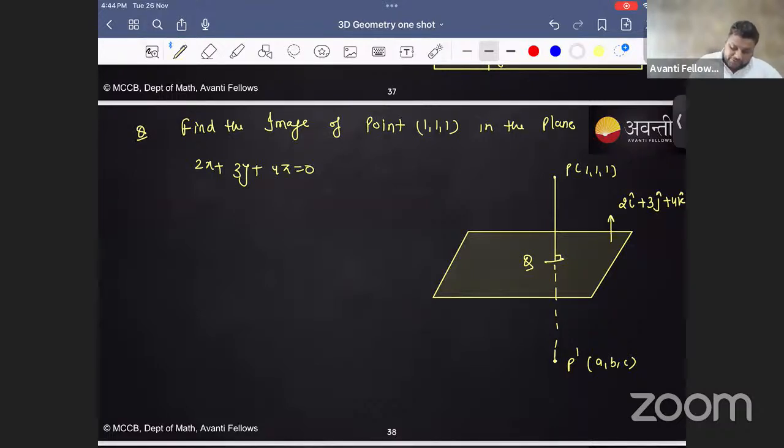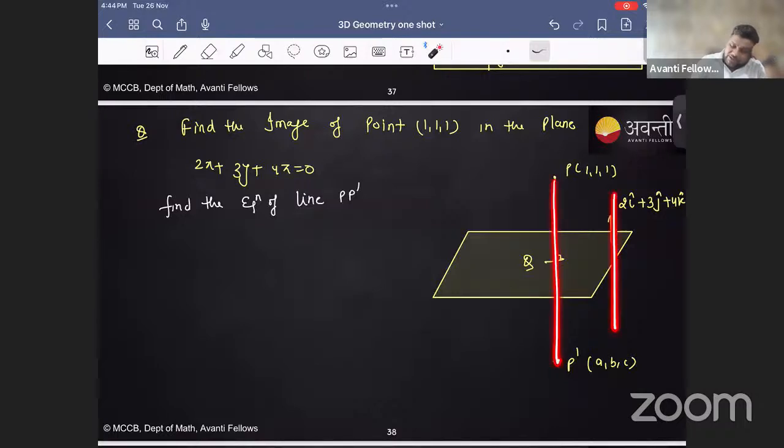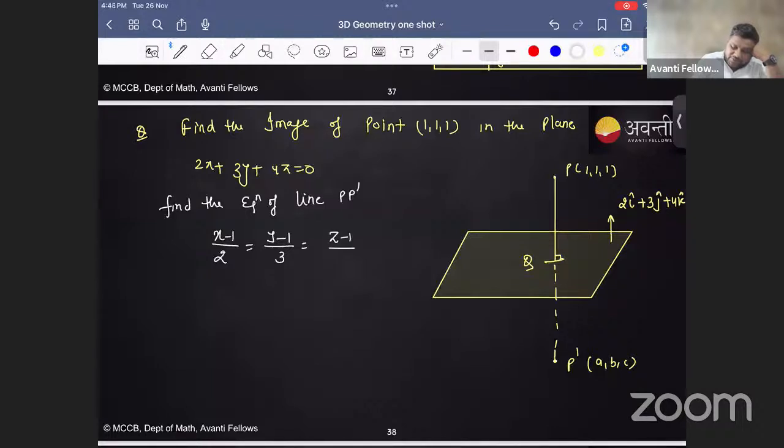So how do I do it? First of all, find the equation of line PP dash. So this PP dash is the line passing through (1, 1, 1). It is along the normal of the plane. This PP dash is parallel to this line 2, 3 and 4. So it is (x minus 1) upon 2 is (y minus 1) upon 3 is (z minus 1) upon 4. This is the equation of PP dash.